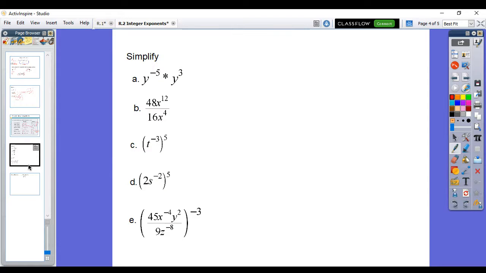Alright, so let's kind of practice those right here. So like we said, same bases, then we just do simple math. This becomes y to the negative 5 plus 3. So negative 5 plus 3, that gives us y to the negative 2. You subtract those two numbers, and again, this is not completely simplified because we cannot have a negative value right there. So this becomes 1 over y squared. We're done with that.